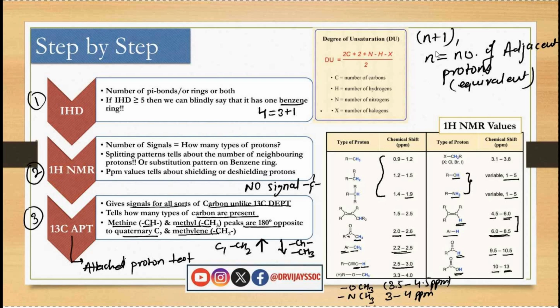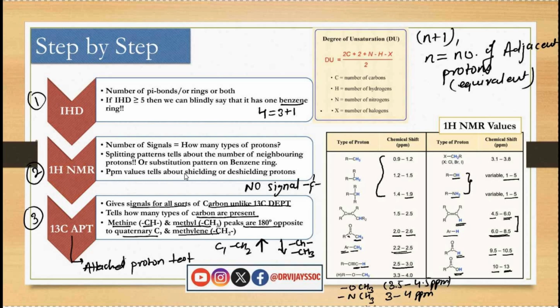Here is the splitting pattern formula, n plus 1, where n is equal to the number of adjacent protons which are equivalent. For determining the substitution pattern on the benzene ring, we should also know the J coupling value. We will learn that when we have those kinds of problems. Here we are just focusing on aliphatic compounds so far.